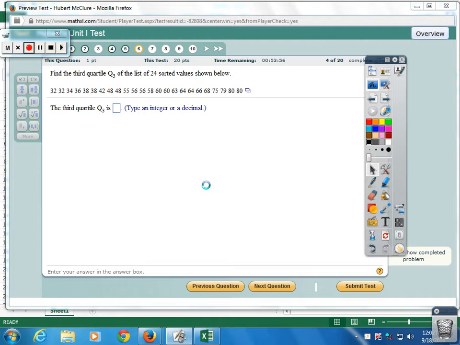So L is equal to Kn over 100. K is the 75th percentile. So 75 times 24 over 100. What does that come out to be? 18. So you would count to the 18th. 1, 2, 3, 4, 5, 6, 7, 8, 9, 10, 11, 12, 13, 14, 15, 16, 17, 18, 66. And that would be your answer. Next one.